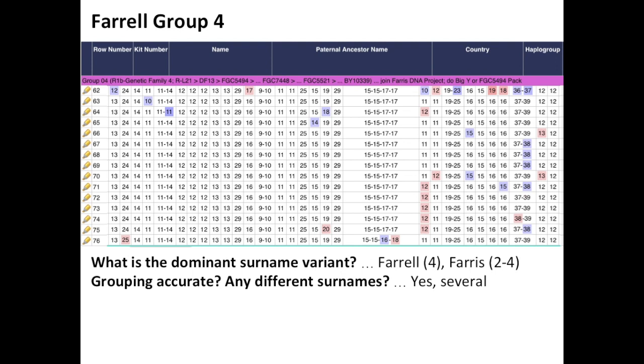He actually doesn't have a match within the project at this point in time, but there was some discussion about whether he would match the Farrells of Group 4, so I put him in there just to show that there are a lot of mutations here, and he is not a close genetic match to the other people in this group. The other thing I'm noticing here is there's a group of people who all have this mutation of 12. Maybe they form a separate sub-branch of this particular group. I see 2 people here with a mutation of 15. Maybe they are on a separate sub-branch as well.